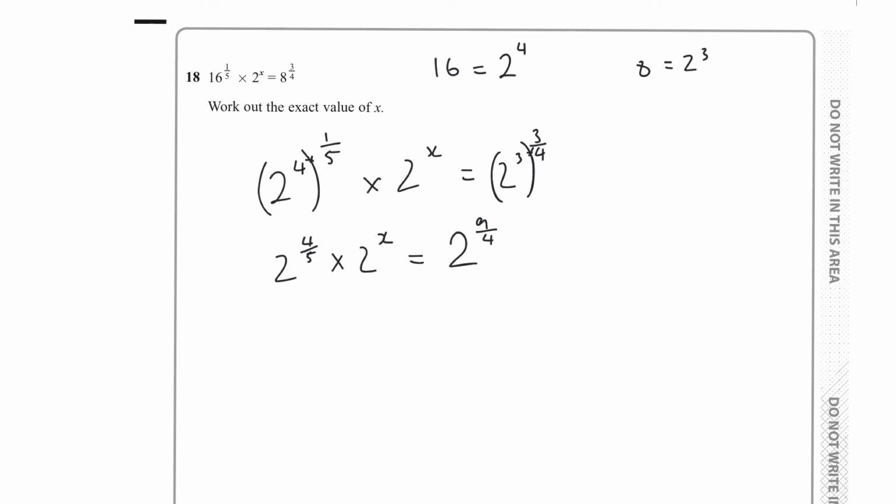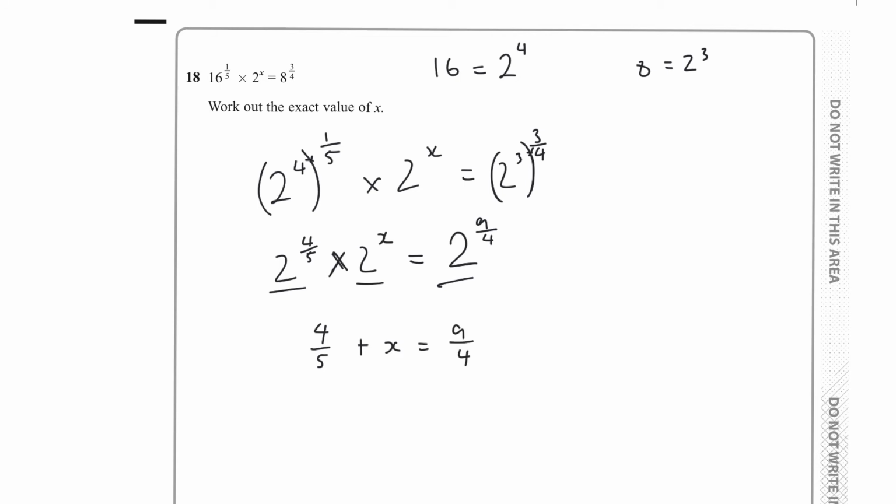So now we've got that. Based on your indices laws, multiplying indices means you add up the powers. Because they all have a base number of 2, if we look at the powers, in terms of multiplying indices, you're adding the powers. So that would be 4 over 5 plus x is equal to 9 over 4.